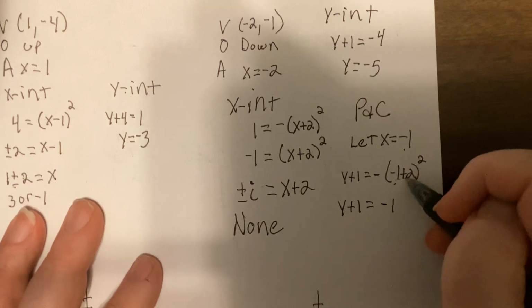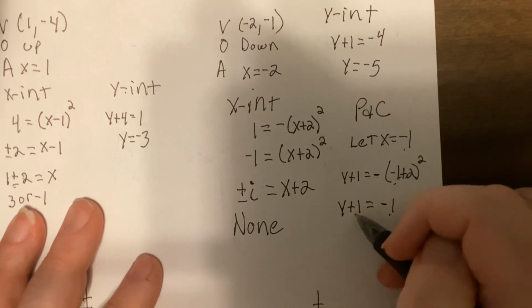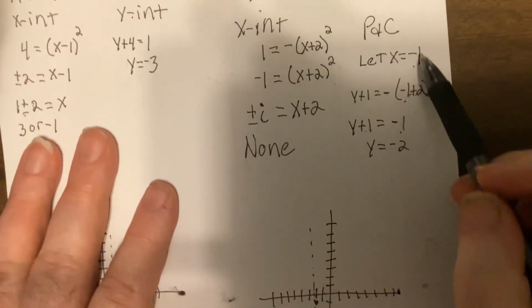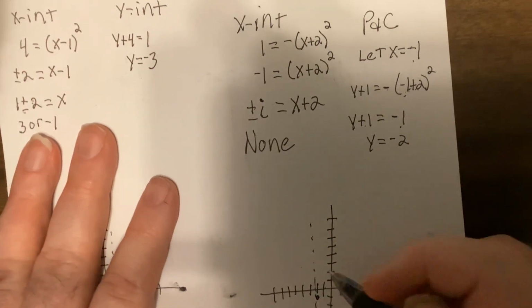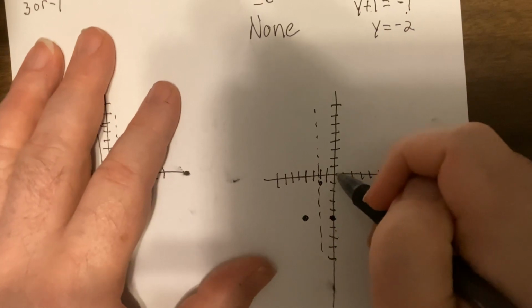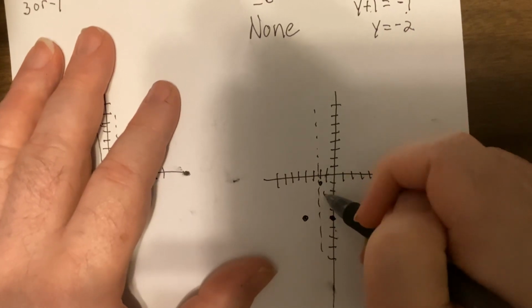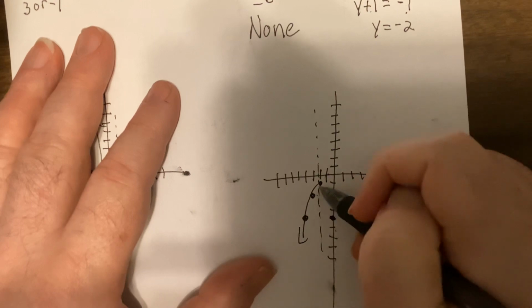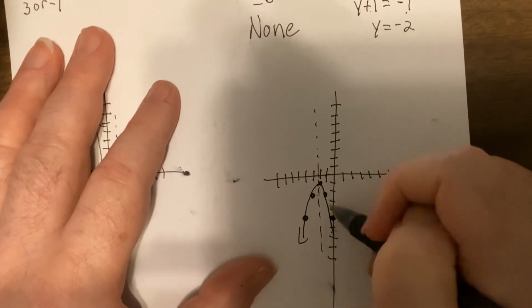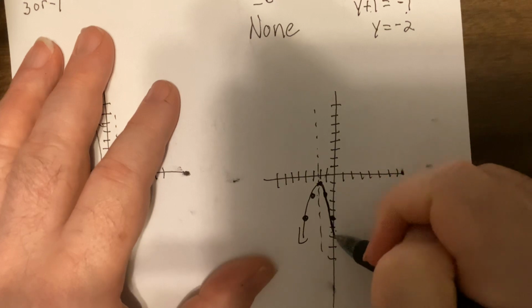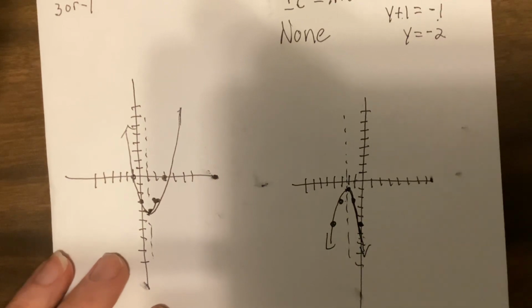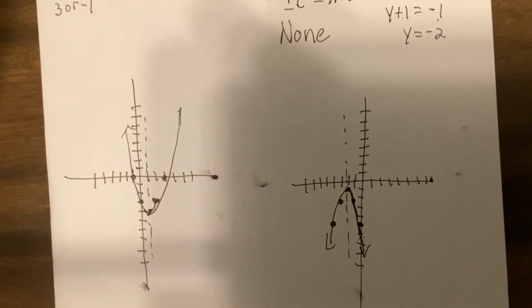-1 plus 2 is 1. Squared is 1. Take the opposite. Subtract 1. Y would be -2. So I'd have the point -1, -2. So let's put that. Yowzer. -1, -2. Hey, if there's a point 1 unit to the right, there has to be a point 1 unit to the left. There's my 5 points. Notice I'm curving it a little bit off. Yowzer. So there's graphing parabolas. Have fun.